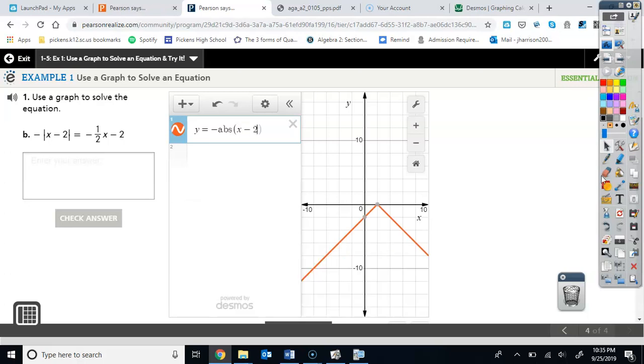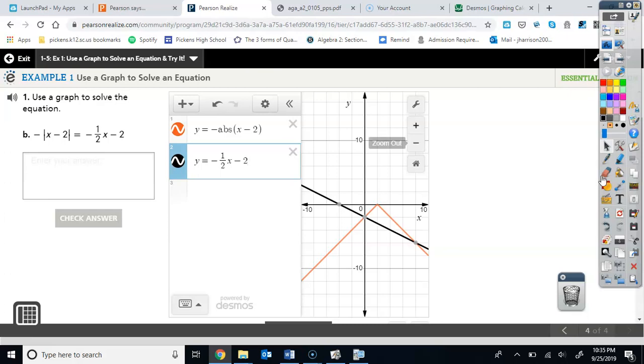Notice it gives me a function that is opening down because of the negative, and it's right 2 because of the minus 2 right here. Remember, those are those function transformations we talked about earlier in the chapter. Then I'm going to type in the other one, y equals negative 1/2. So I'm going to do negative 1 divided by 2. Then I'm going to hit the arrow to the right to put the x beside it. And then I'm going to hit minus 2.